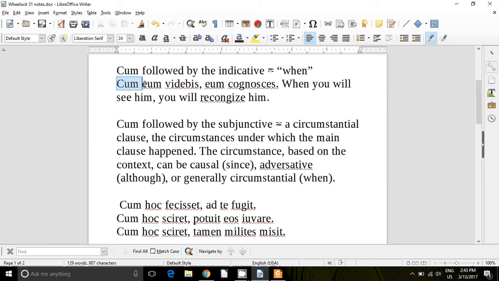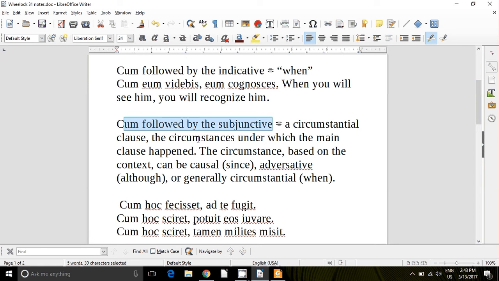So here's an example. Cum eum videbis, eum cognosces. When you will see him. Videbis is just a future indicative active. So when you will see him, you will recognize him. I can't spell English very well. You will recognize him. But when cum is followed by the subjunctive, it makes a circumstantial clause.